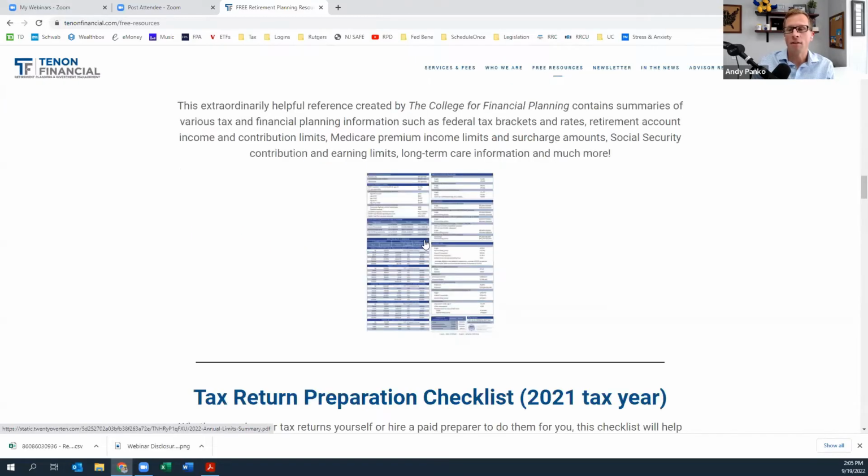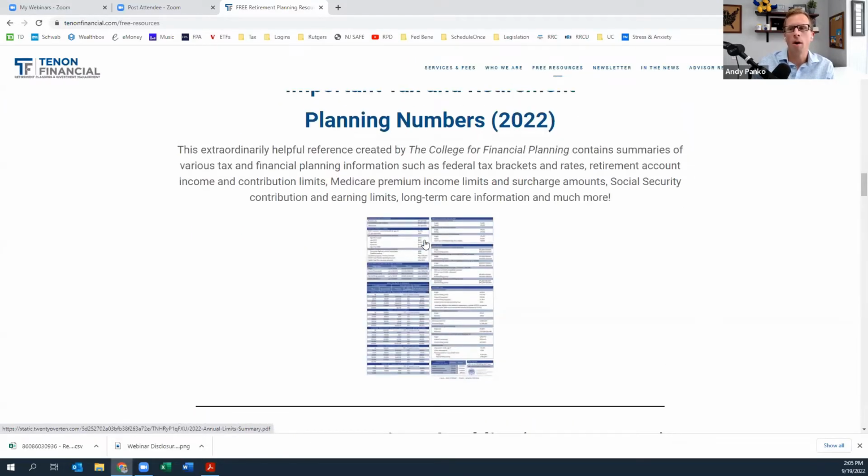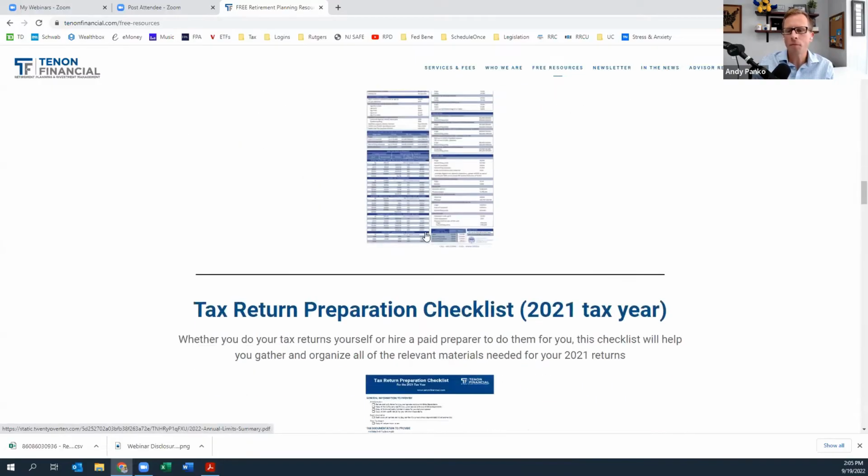I'll also be referencing this. This is one of those annual updated important numbers documents. This particular one's from College for Financial Planning. It has the tax brackets and rates, the Medicare surcharge income thresholds, HSA limits, retirement contribution limits, et cetera.